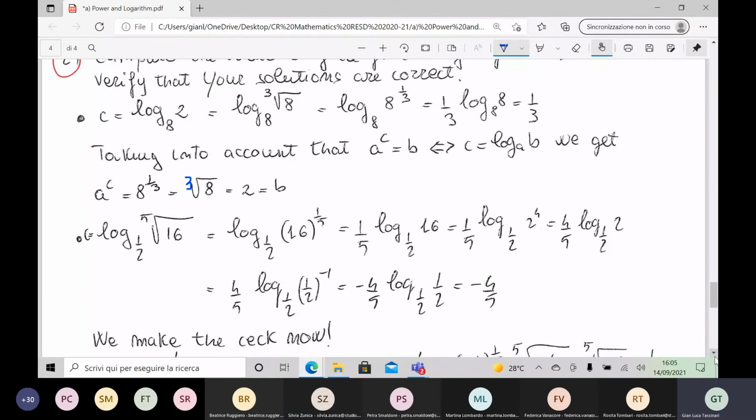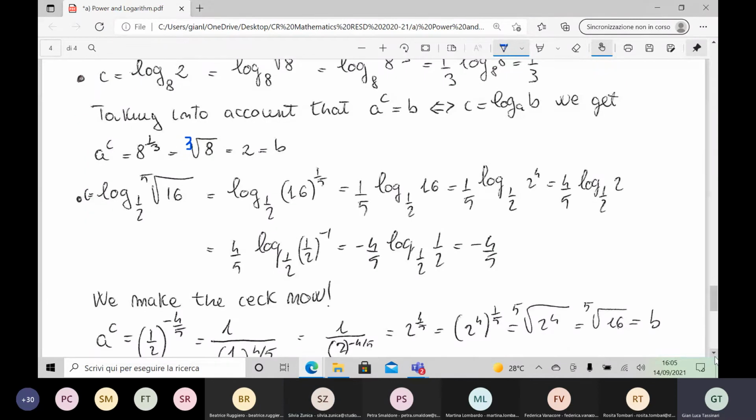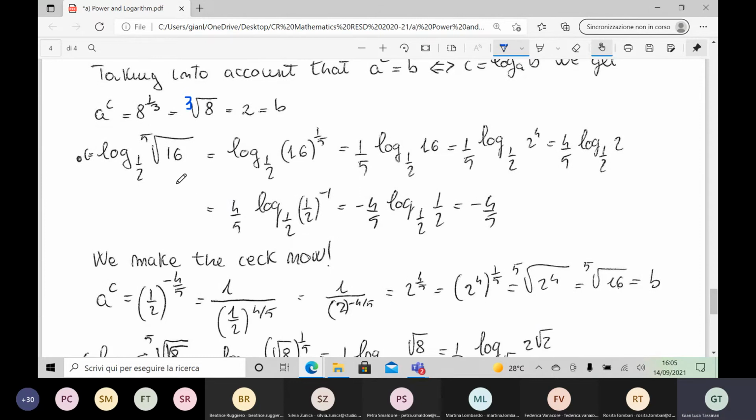To make the check, we need to show that a raised to the power c is equal to b, where b is the root of order 5 of 16. So a to the power c. A is 1 over 2. C is the result we have just obtained, so minus 4 over 5. I could have done it directly. Skip this step, please. But they are correct, obviously.